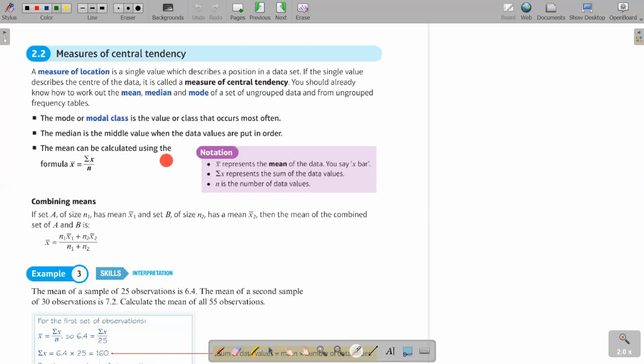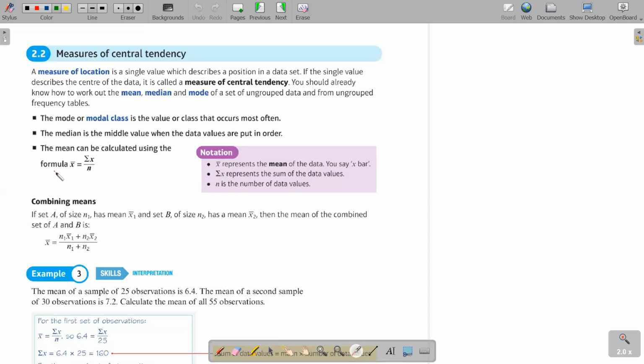So mean can be calculated using the formula x bar equals sigma x over n. This is for single x values. If there is no frequency, we use mean equals sigma x over n. Do you know what sigma x is? Sigma x means you have your x values and you add all the x values and divide by the number of data points. So if you have 10 x values, you add all those 10 individual x values and divide by 10, if n is 10.